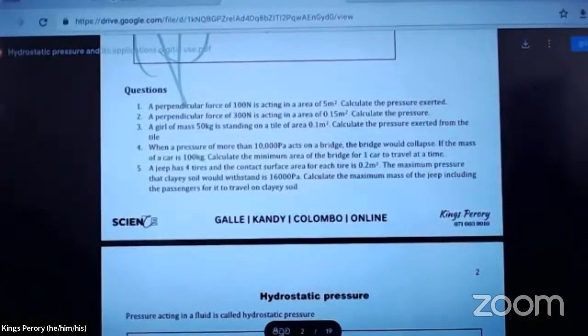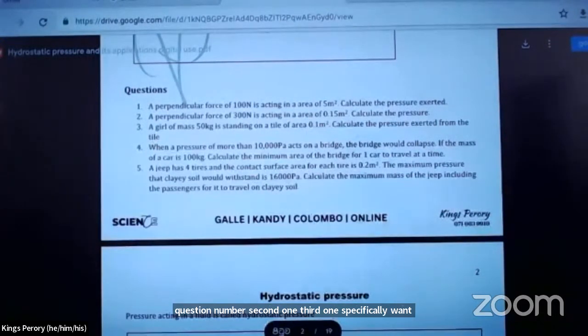Once done, send me the answers. Send me with the question number. Second one, third one. I specifically want the third one answer.